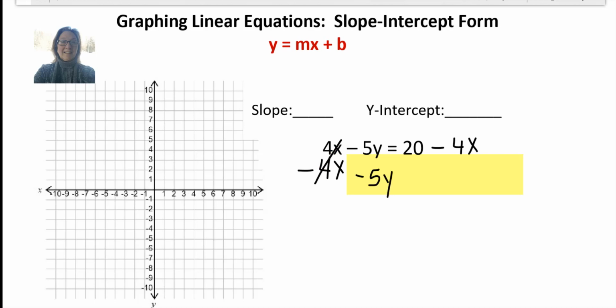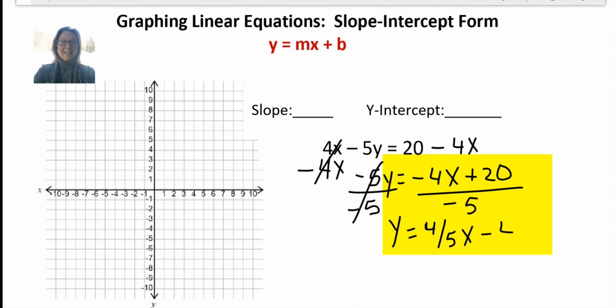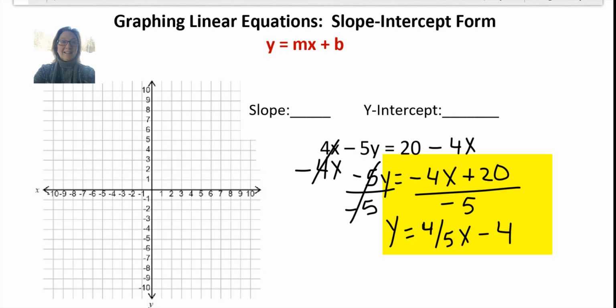To keep organized, let's now write our equation up to this point. We want to start writing it in slope-intercept form, so we will put the -4x in front of the 20. To isolate the y, we need to divide both sides by -5. -5 divided by -5 cancels out and leaves y. -4x divided by -5 is a positive 4/5 x. 20 divided by a -5 is -4.